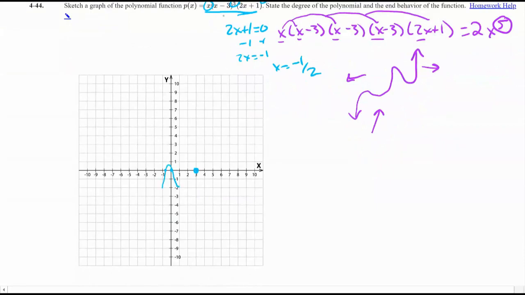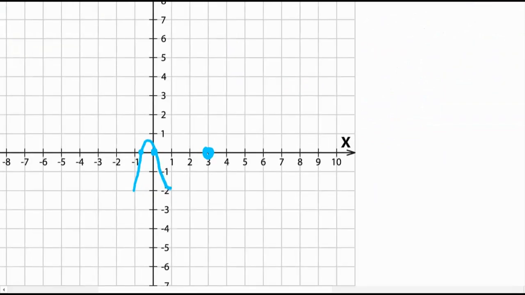Then the third one here at positive 3 is a power of 3. So I'm going to do what I like to call a swoop through. It's going to look kind of like a cubic function where it makes that bend like that. And so there's my zoomed in graph. It does go on forever to the left and to the right though.